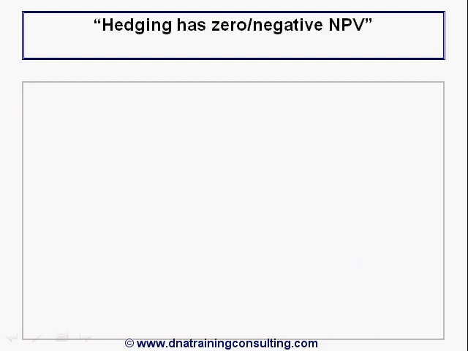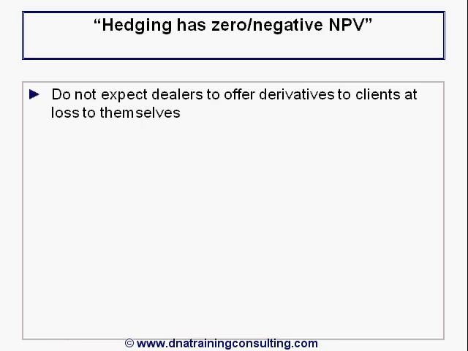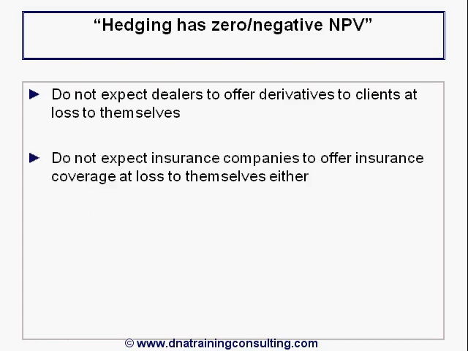We turn first to the argument that hedging has a net present value of zero before the dealer's profit margin, and that when this margin is taken into account, the NPV to the user becomes negative. We certainly do not expect dealers to offer derivatives to their clients at a loss to themselves. But nor would we expect insurance companies to offer insurance coverage at a loss to their institution.